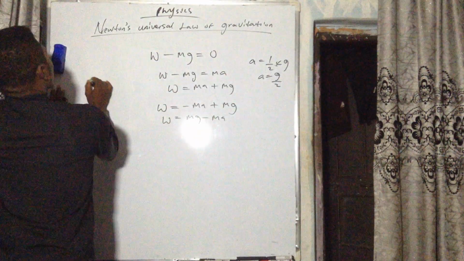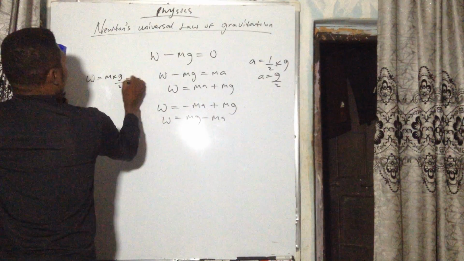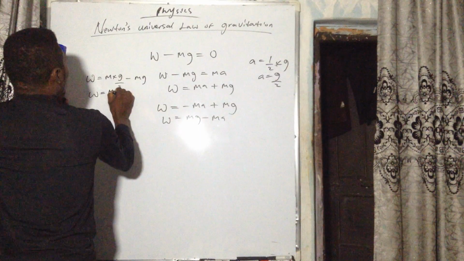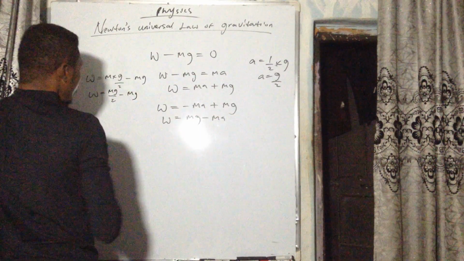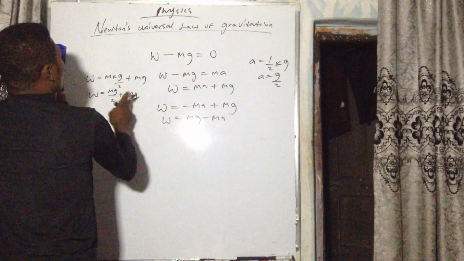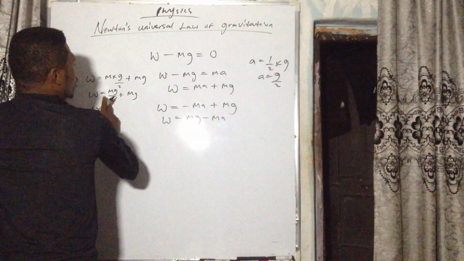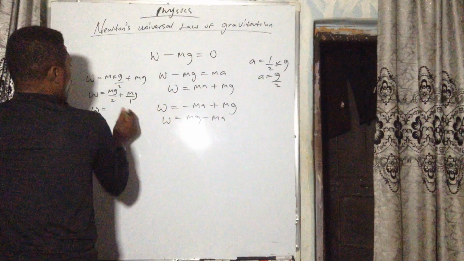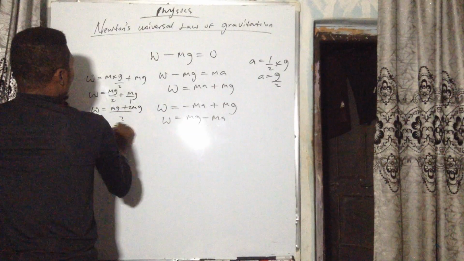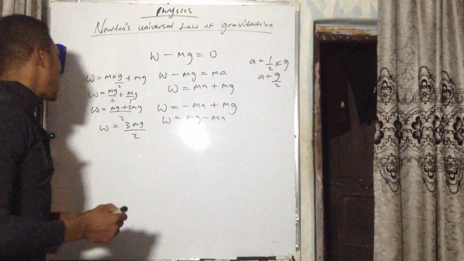So in this first case, your weight will be equal to m times g over 2 minus mg. Sorry, plus in this first case. So we now have W is equal to mg plus mg over 2. It will give us what? Mg plus 2 mg, which will give us 3 mg over 2. Do you understand? We have 3 mg over 2.